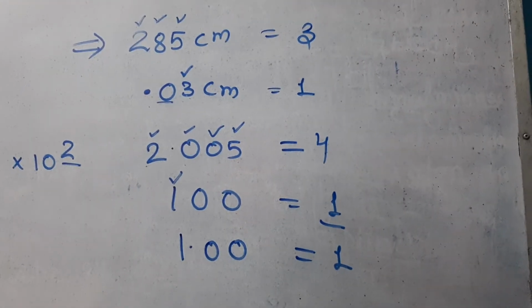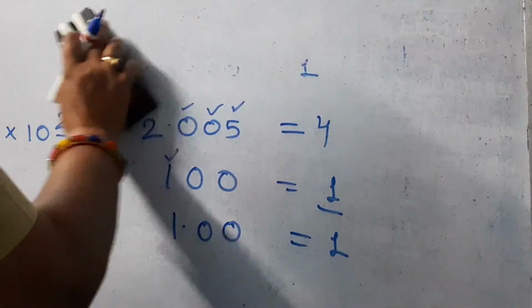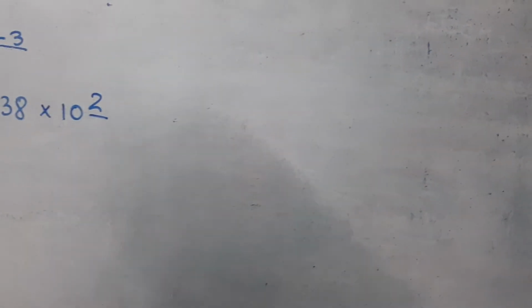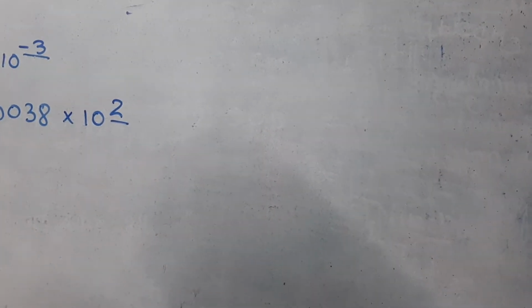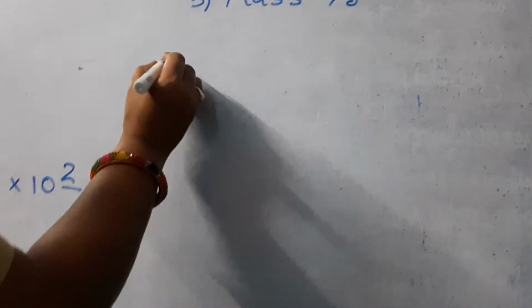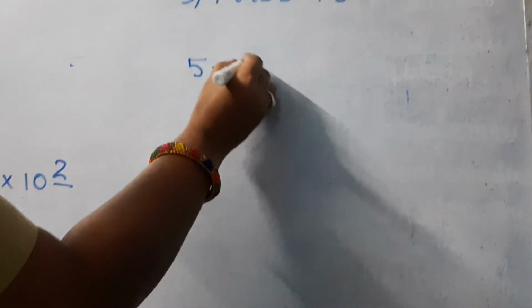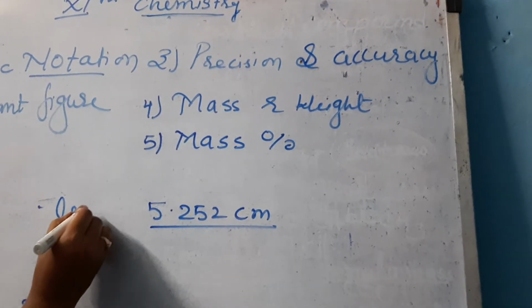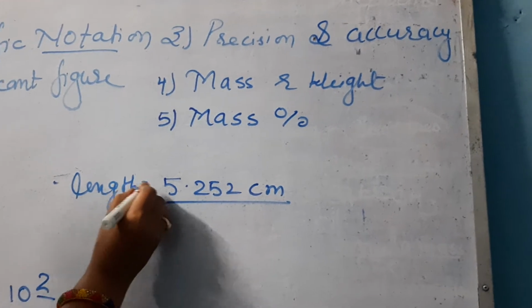Okay, so this is the way to represent the significant figure. Okay, now I come to the next topic. The next topic is precision and accuracy. Suppose, beta, you have 2 different values of measurement. For example, you write the length is 5.252 centimeter.